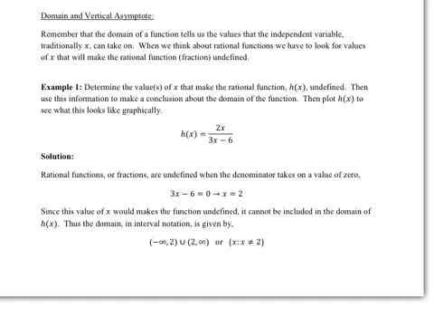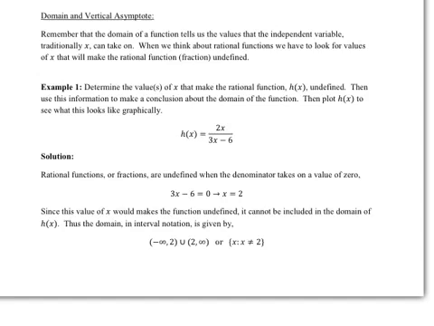So let's take a look at the idea of a domain and a vertical asymptote. First, remember that the domain of a function tells us the values that the independent variable, traditionally x, can take on. So when we think about rational functions, we have to look for values of x that make the rational function undefined. Let's look at example 1 here. Determine the values of x that make the rational function h of x undefined. Then use this information to make a conclusion about the domain of the function. Then plot h of x on your graphing calculator to see what this looks like.